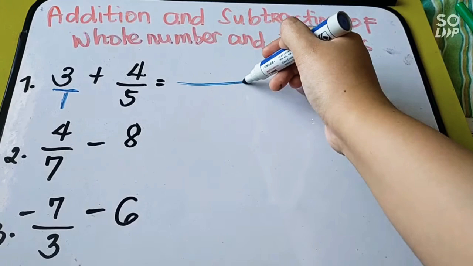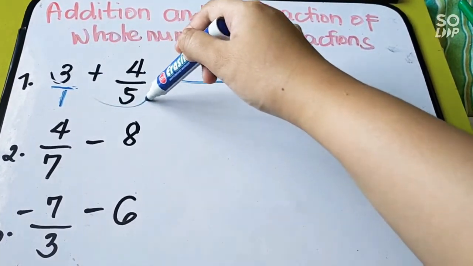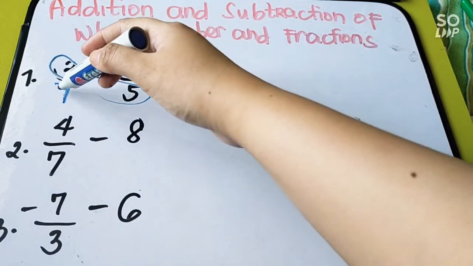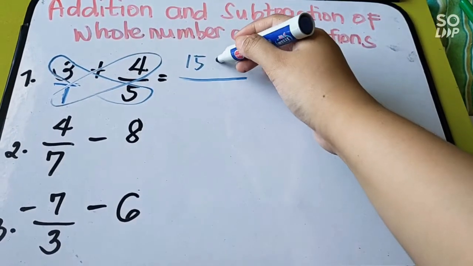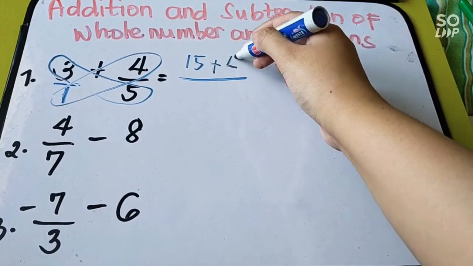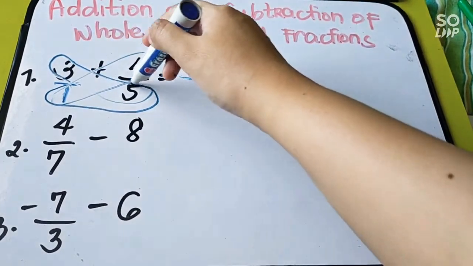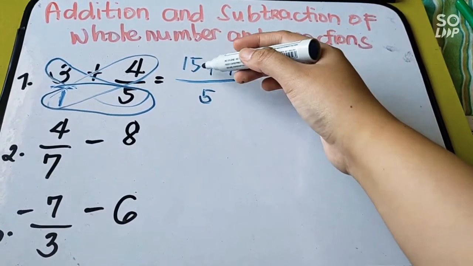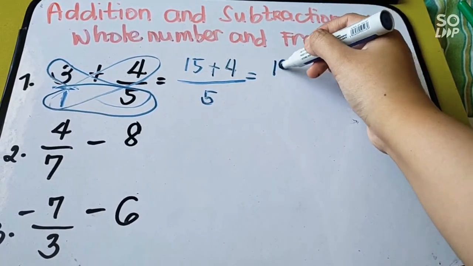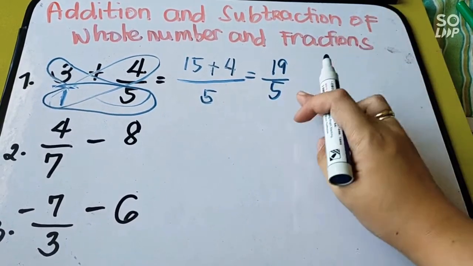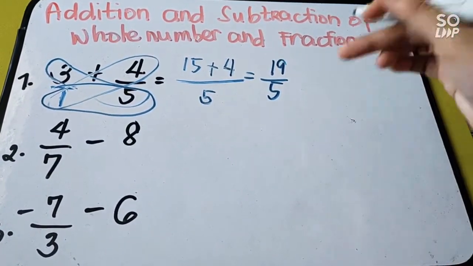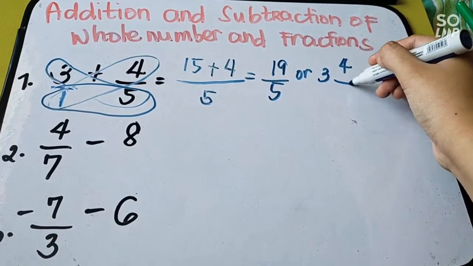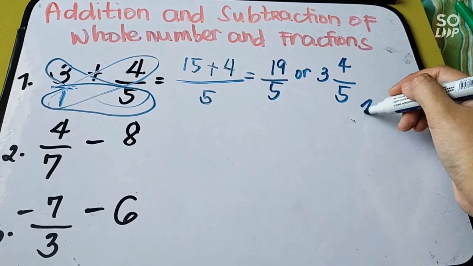So, let us have. We have 3 multiplied by 5. The answer here is 15. Next, 1 times 4, we have 4. Next, 1 times 5. The answer here is 5. Then combine. 15 plus 4, the answer is 19 over 5. So, we have here improper fraction or change it into mixed number. The answer is 3 and 4 over 5. Ganun lang kasimple.